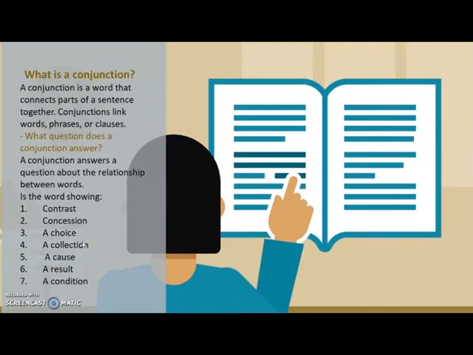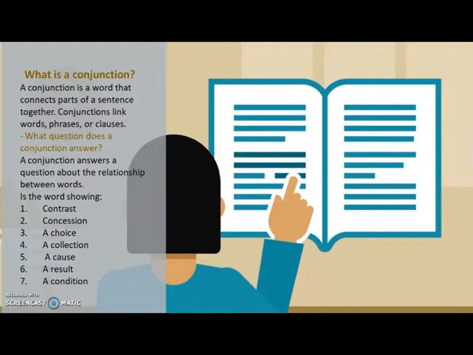Okay, the next one is conjunctions. A conjunction is a word that connects parts of a sentence together. Conjunctions link words, phrases, or clauses. What question does a conjunction answer? A conjunction answers a question about the relationship between words. For example, is the word showing contrast? Is the word showing concession? Is the word showing a choice? Is the word showing a collection? Is the word showing a cause? Is the word showing a result? Or is the word showing a condition?